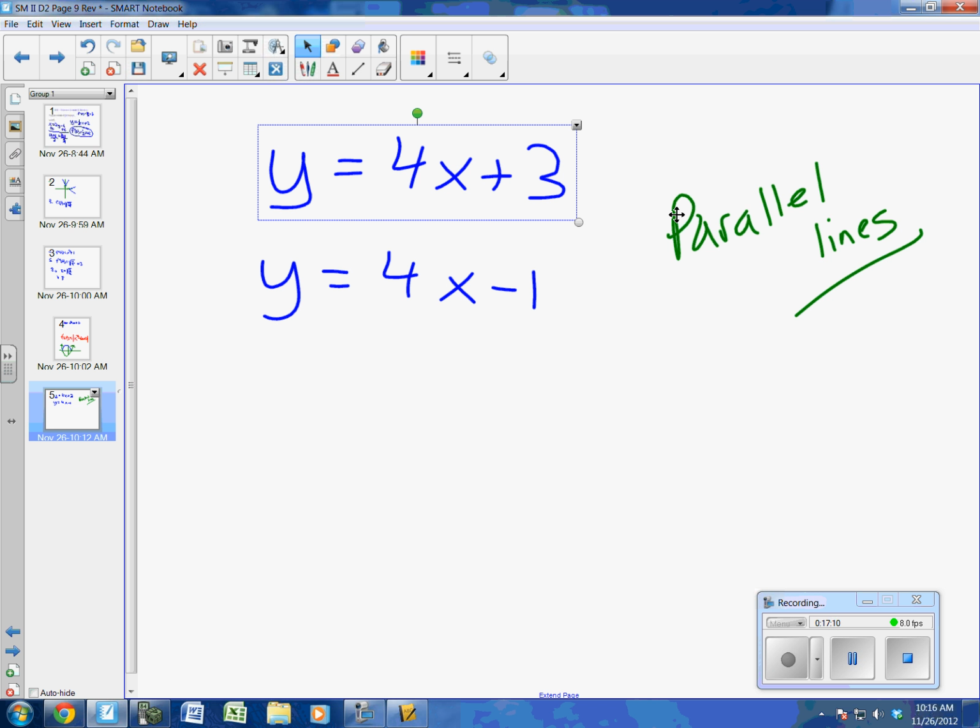Okay, do you guys understand that? You'll need to know something like that for the test. There's 2 problems like this on the test. You need to know the differences and similarities between those 2. Okay, any questions there?